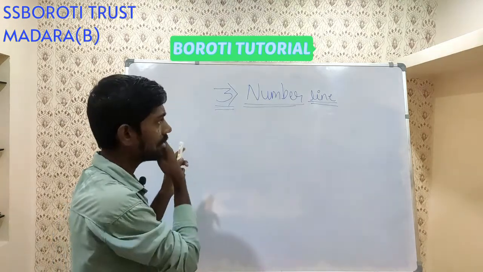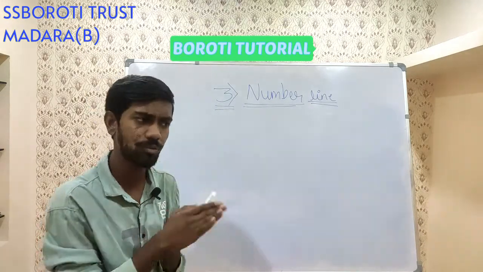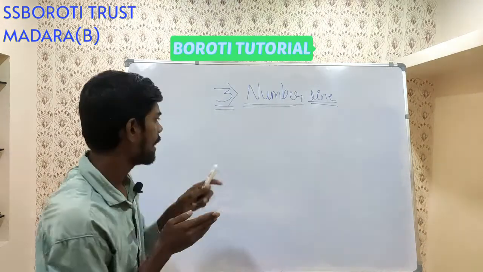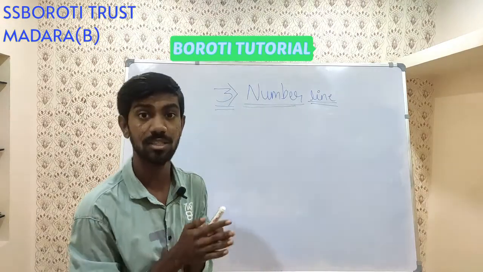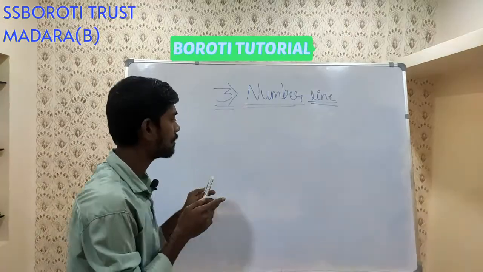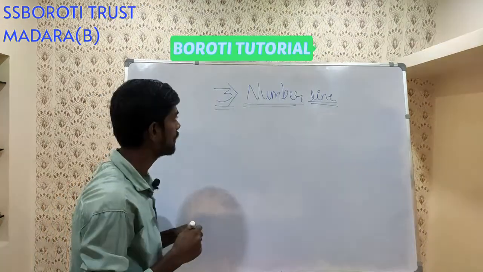The main thing we will read here is also the preceding number and the succeeding number, which is nothing but the before number and the after number. We'll also read about the bigger number, smaller number and equal numbers, as well as the ascending order and the descending order. Both we'll read here.